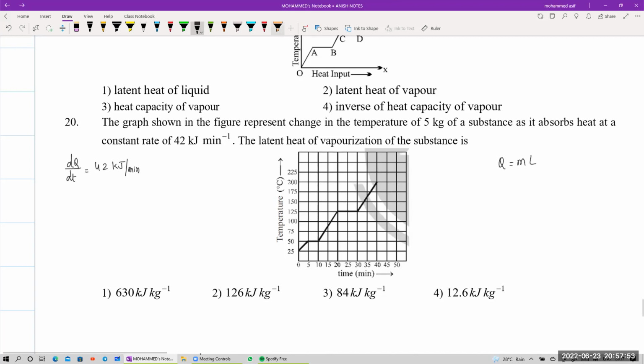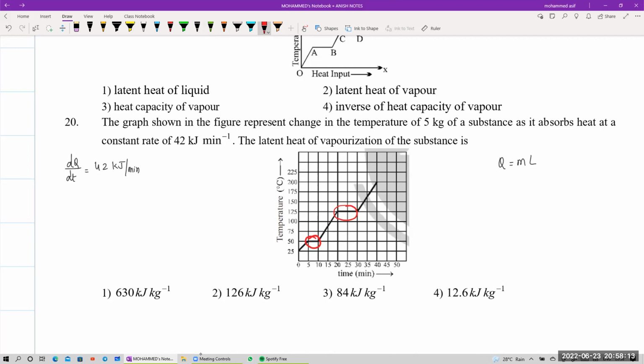Now, this graph, what I told you just now, this graph represents what? Change in state. That means solid is converting into liquid. And this represents the stage where we are converting the liquid water into vapor. So this point is the phase change, I can say.